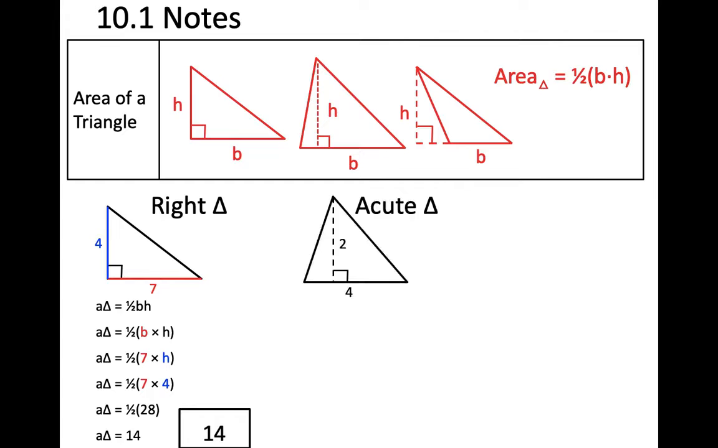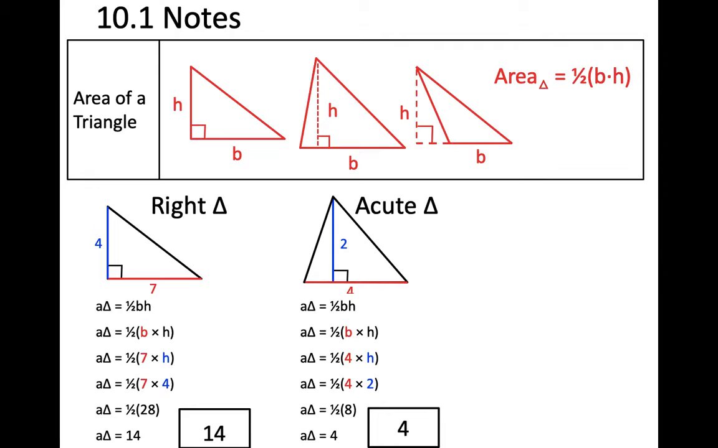For an acute triangle, this time my base is 4 and my height is inside the triangle. It's perpendicular to the base. That is 2. So I multiply 4 times 2, I get 8. 1/2 of that would be 4.